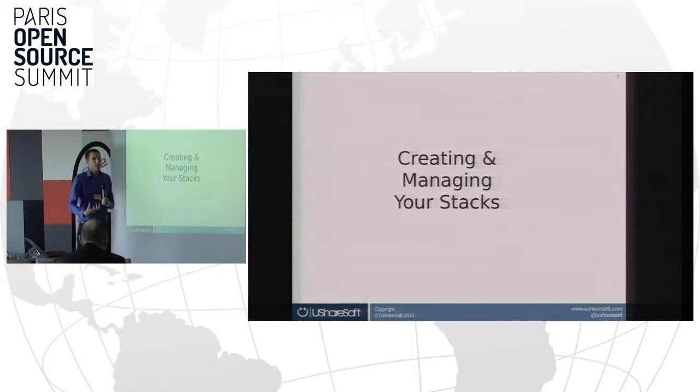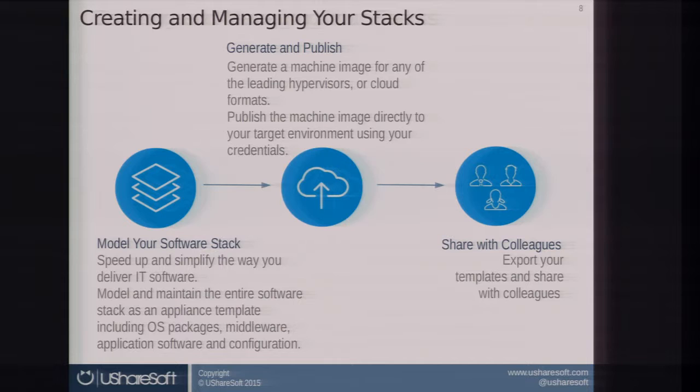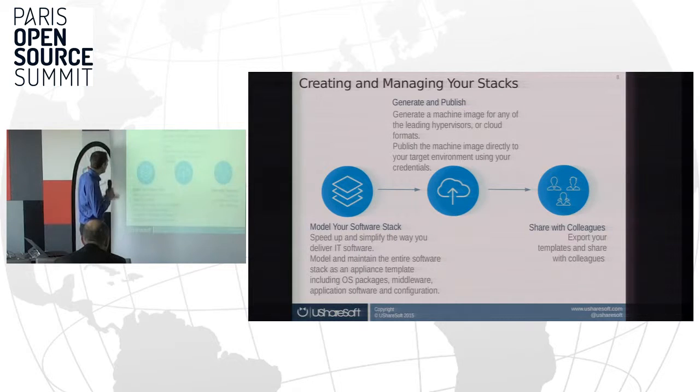Now we will see how to create an appliance thanks to Hammer and manage your stack. So first of all, what is a stack? A stack in Hammer is a model described in a JSON file that explains what your appliance is. Basically, an appliance is constituted of an operating system, for example, Ubuntu 64-bit. This operating system is constituted of OS packages, some middleware, and application software.